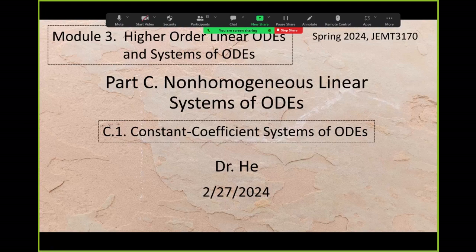Part C, non-homogeneous linear systems of ODE. C.1, constant coefficient systems of ODE. Easiest case, constant.